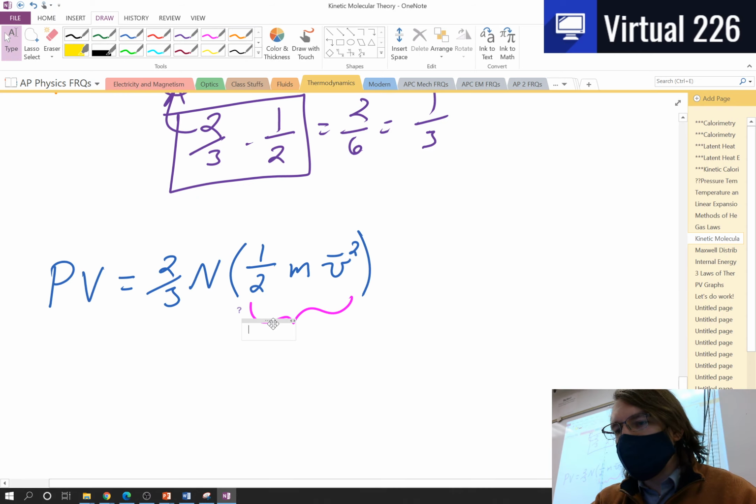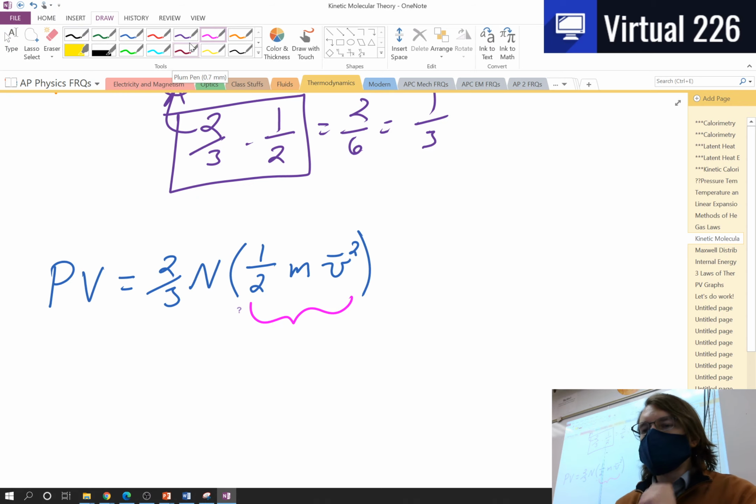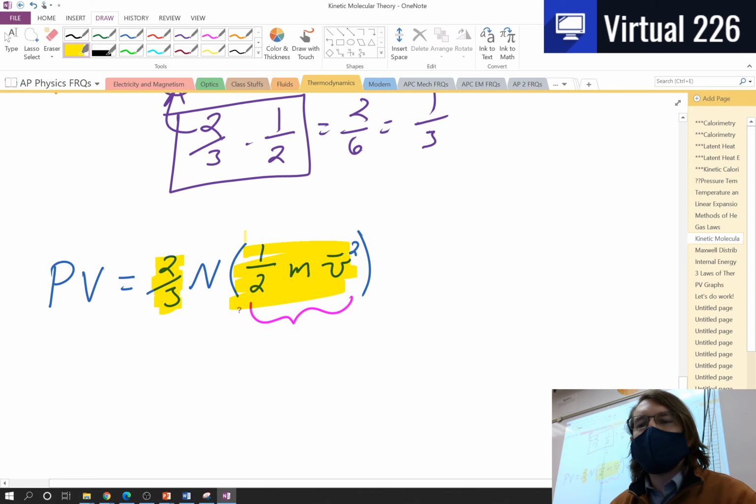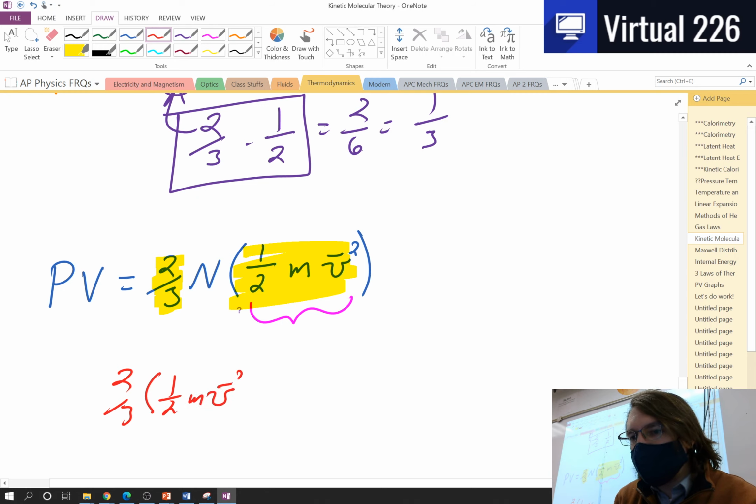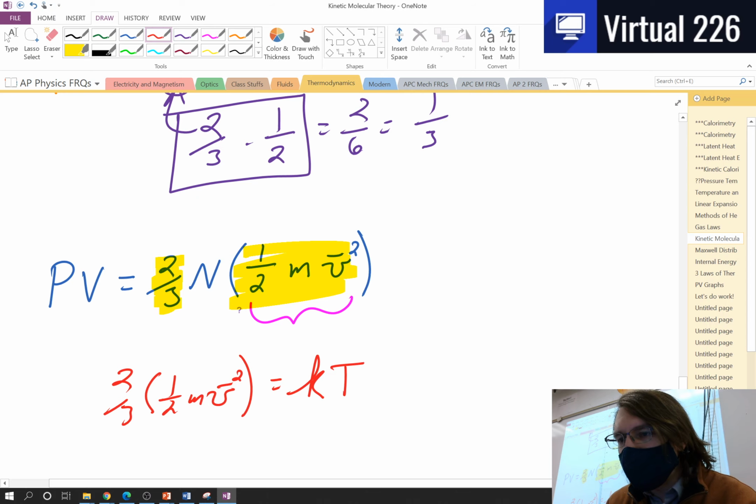So what we can do now with this is, since we've recognized this 1/2 mv squared is kinetic energy, we can also branch and see the following here. We can note that this 2/3 times 1/2 mv squared actually has to equal kT, Boltzmann constant times the temperature, because recall that PV equals either nRT or nkT. We already have the n here, so what we can say is that 2/3 times 1/2 m average velocity squared equals Boltzmann's constant, 1.38 times 10 to the minus 23rd, multiplied by some temperature.